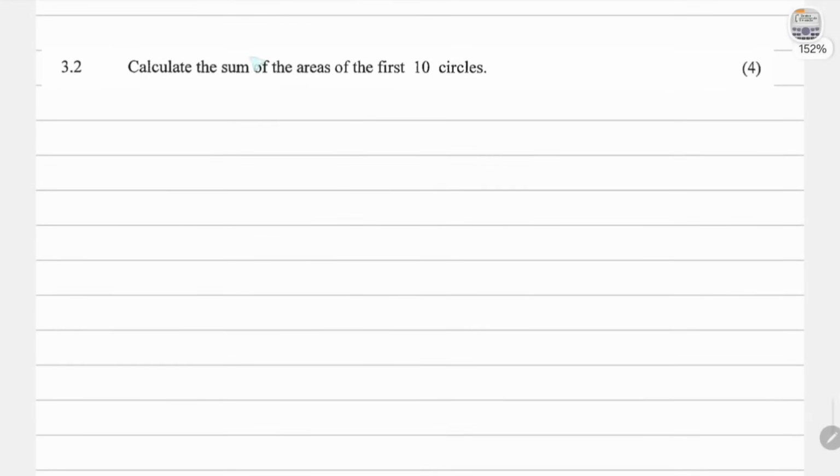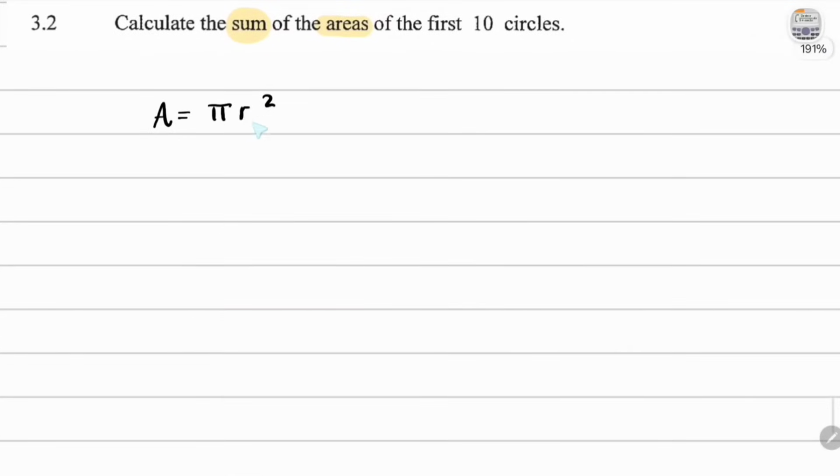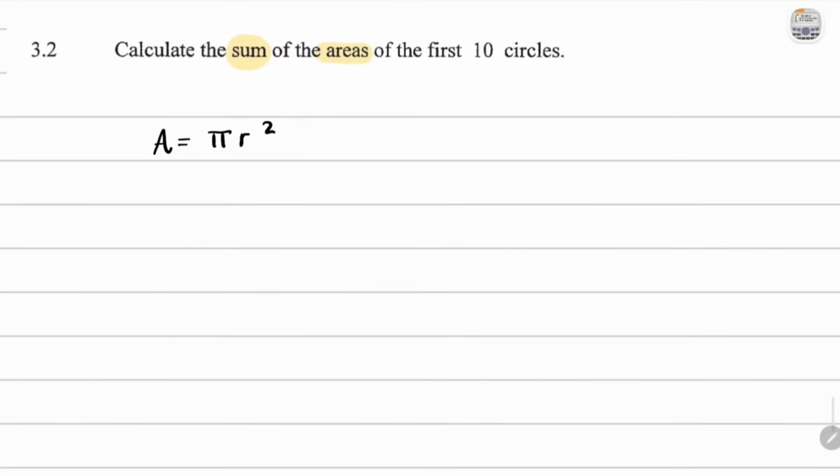Question 3.2 says, calculate the sum of the areas of the first 10 circles. So we are finding the sum of the areas of circles. You know that the area of a single circle is pi r squared. Now we need to find the sum of the areas of 10 circles. Because pi would stay the same, the only thing that changes is the radius. So we can look at what the sum of the areas of the circles would look like.